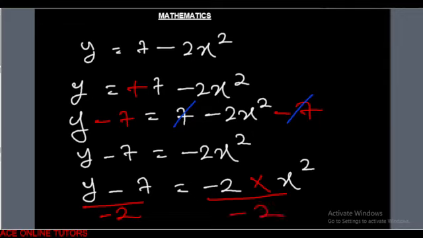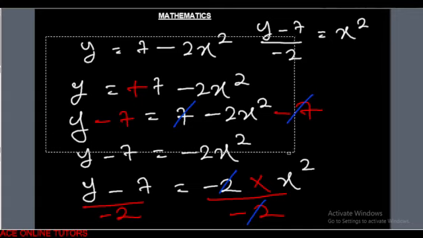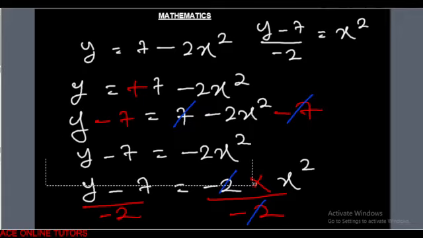Now what's going to happen? This minus 2 will cancel this minus 2. We are left with x squared. Now don't forget that we said you can write either side first, but let's still write it the way it is. Y minus 7 over minus 2 equals x squared. Now this is what we are having.